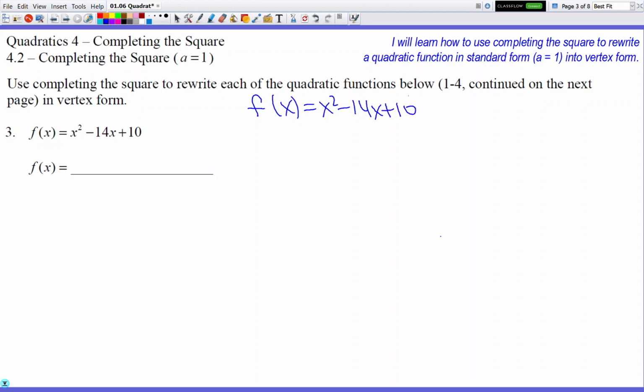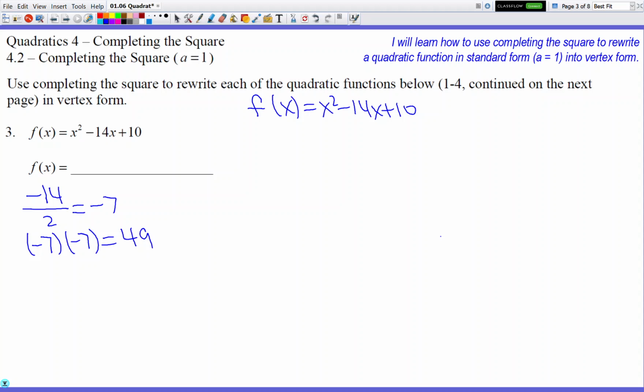So I got a brand new middle number, so I got negative 14. So I'm going to grab that negative 14, I'm going to cut it in half, and I'm going to get negative 7. Then I'm going to square that negative 7, or in other words, multiply it to itself, and I get 49. So that's my number that should be standing right next to negative 14 in my problem that I have written in the middle.